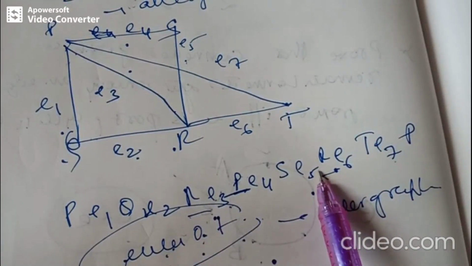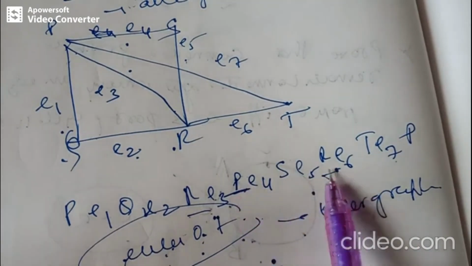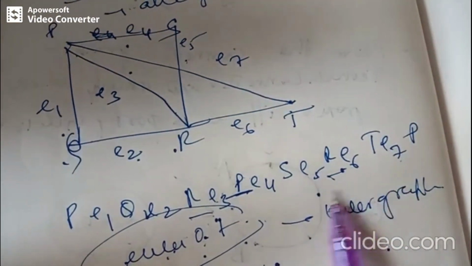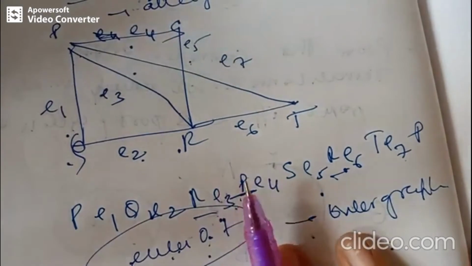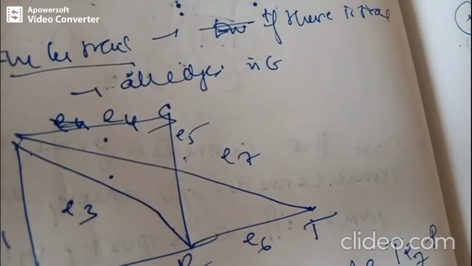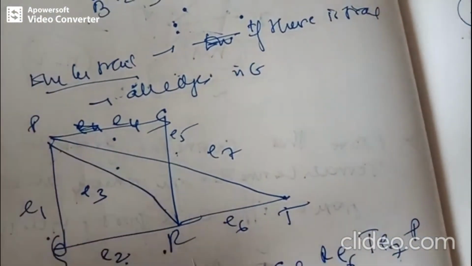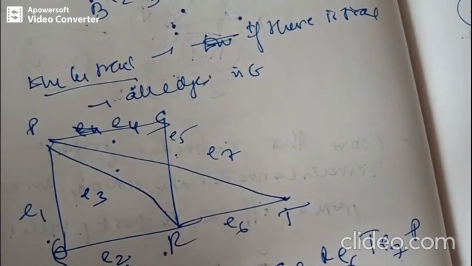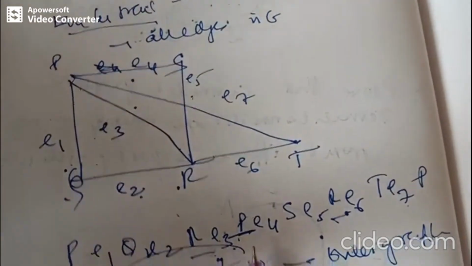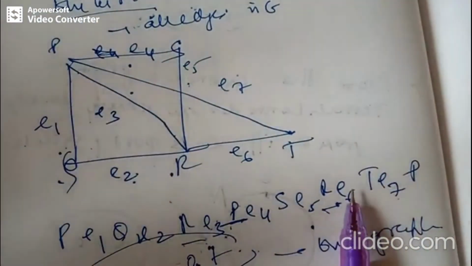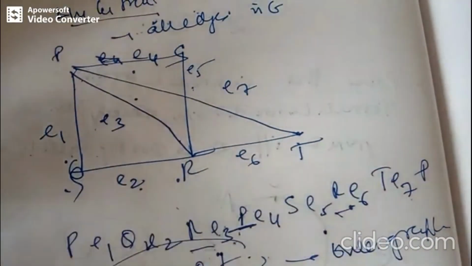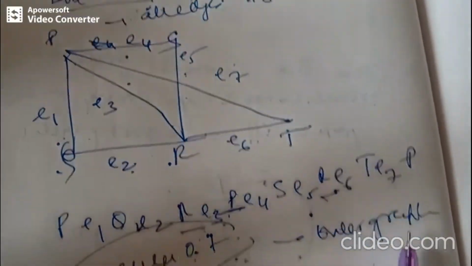The circuit is a closed walk in which a vertex can appear more than once, but the edges should not be repeated. So this is a closed walk and it is an Euler circuit. Why Euler circuit? Because it is a circuit which also satisfies the Euler circuit property, that is, it should include all the edges of the graph. So how many edges are there in this graph? E7. All the edges are included: E1, E2, E3, E4, E5, E6, E7. Therefore it is nothing but an Euler circuit. And a graph which has an Euler circuit is called an Euler graph.